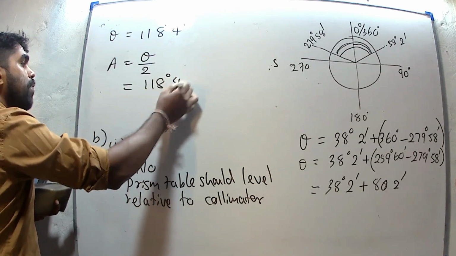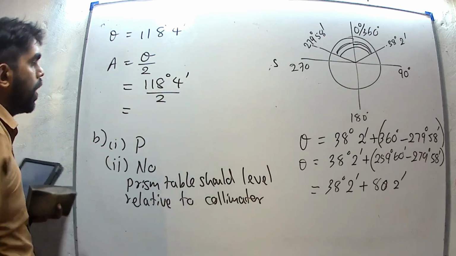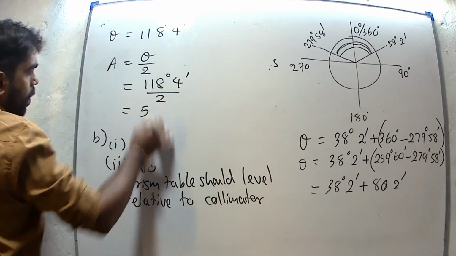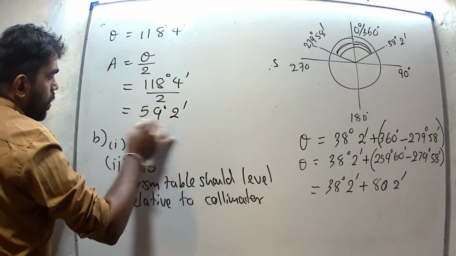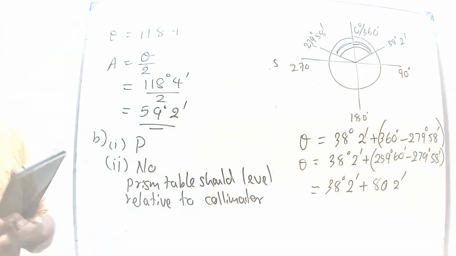118 degrees and 4 minutes divided by 2. 11 divided by 2, 5. 1 remaining, 18 divided by 2, 9. 59 degrees and 2 minutes. It is the prism angle.